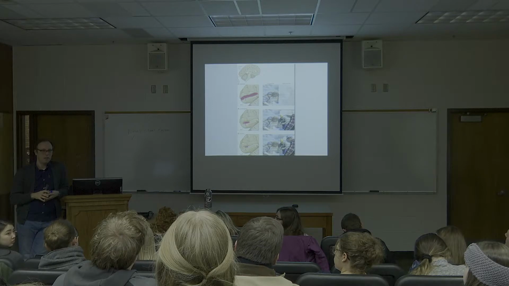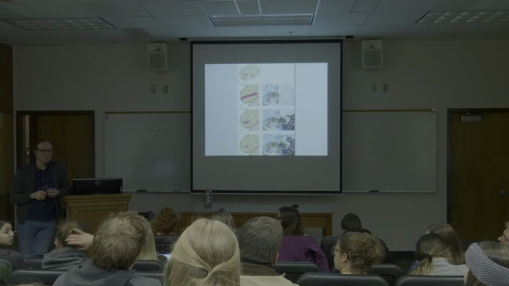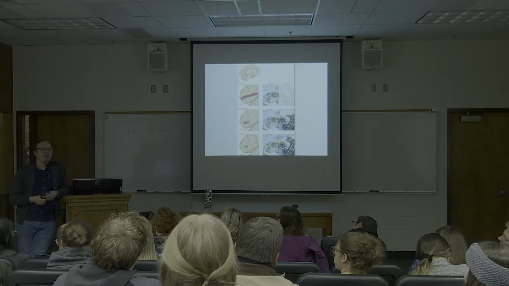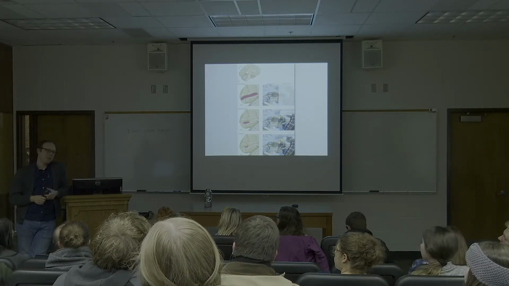So why does the brain have the part that's the most important, the fovea, in the back, where it's most likely to be damaged? We don't know.